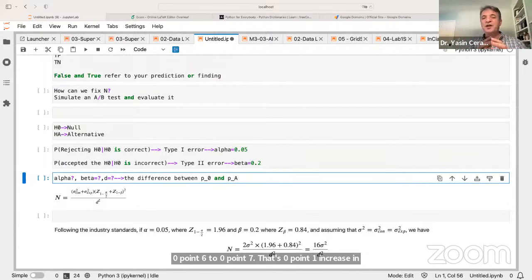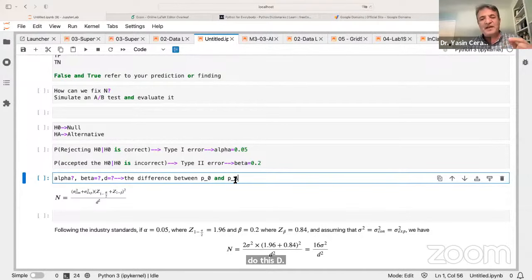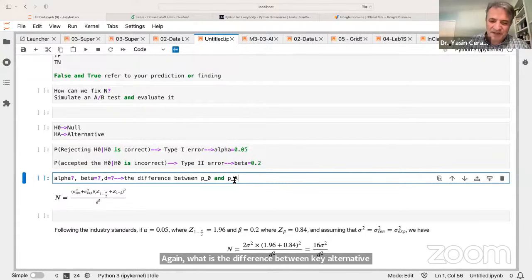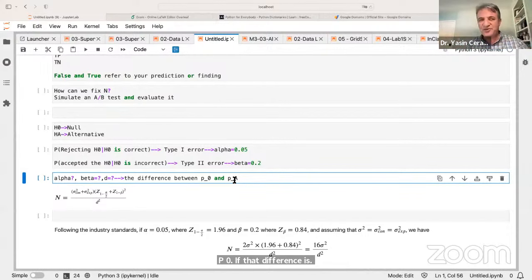So you're going to incur some cost to make that change, and then you're going to benefit maybe from that change. So benefit minus cost, the profit: is it enough for you to make this change? So that is going to determine this D. Again, what is D? The difference between P alternative, actually it's going to be P alternative minus P naught. If that difference is high enough, then you're going to make the change.